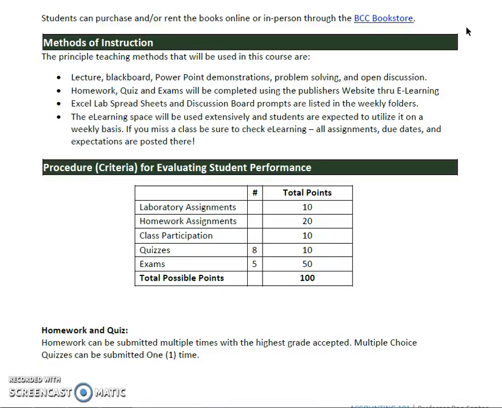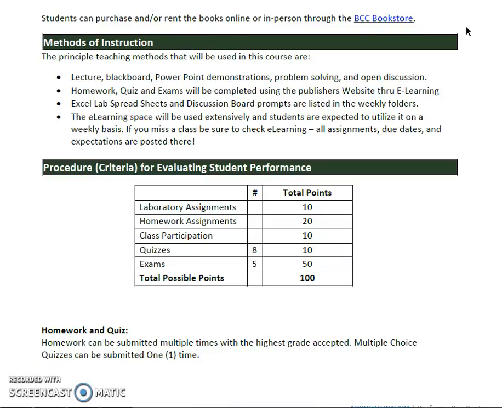We'll be doing homework, quizzes, exams. They'll be completed using the publisher's website through e-learning. Excel lab spreadsheets and discussion board prompts are listed in the weekly folders. There's only 3 discussion board prompts for the semester, but there are Excel lab assignments due every week that have to be used and submitted in a Dropbox.